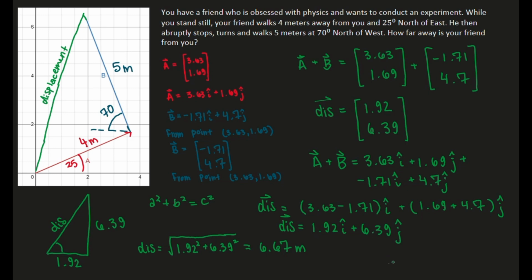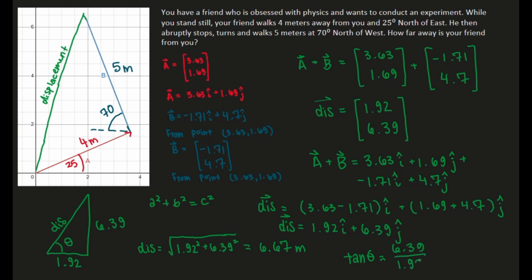The way I would do this to figure out what this angle theta down here is, I would say, all right, tangent is opposite over adjacent. So the tangent of whatever that angle is equals that y value, which is 6.39, over the adjacent value, which is our x value, 1.92.